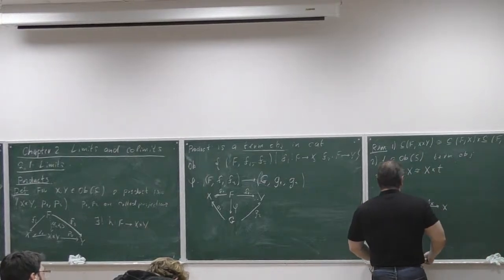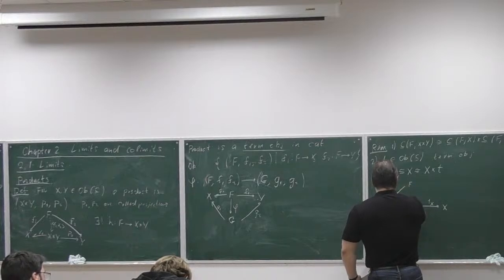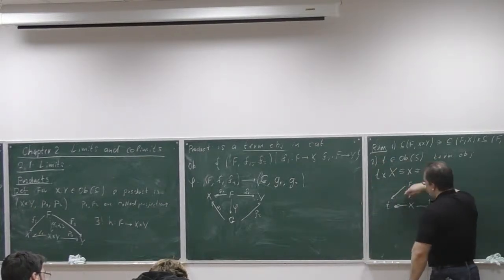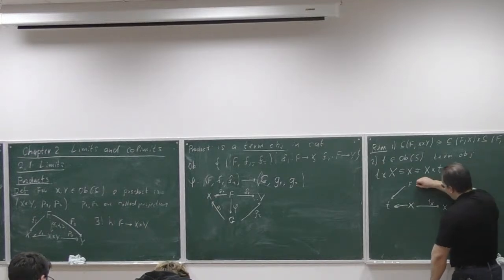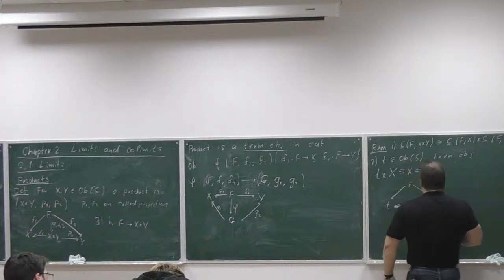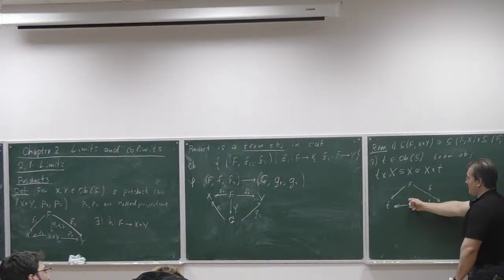Now, if I have any other object, say F, here I can choose anything. This is the map to the terminal object, and here this is maybe some map F. If I want to show that X is a product, I need to say that there is a unique map from F to X such that this triangle is commutative.